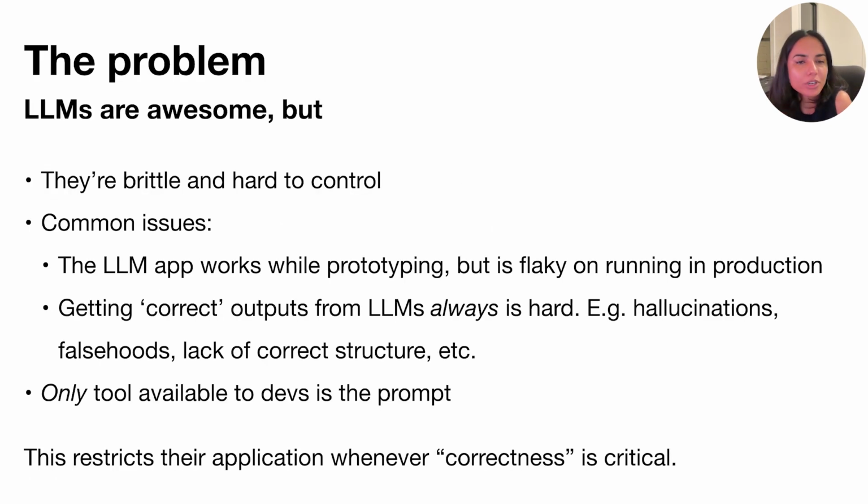So why do we need to control large language model outputs in the first place? Large language models are awesome, but they have a few different issues, primarily because they don't always behave how we expect them to. For starters, they are brittle and hard to control. Common issues that we might run into as we're building large language model applications are that the LLM app works while prototyping, but it ends up being flaky or doing unexpected behavior when we run it in production. Getting correct outputs from large language models in a very consistent manner is hard. Common examples of incorrect outputs that we may experience are hallucinations, falsehoods, lack of correct structure, etc.